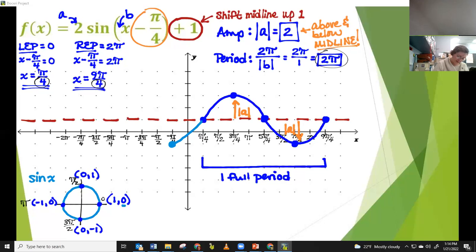Negative 5 pi over 4 and 0. Negative 5 pi over 4 and 1. Let's see what you think of that. Does that look right? Negative 3 pi over 4 and 1. There we go.